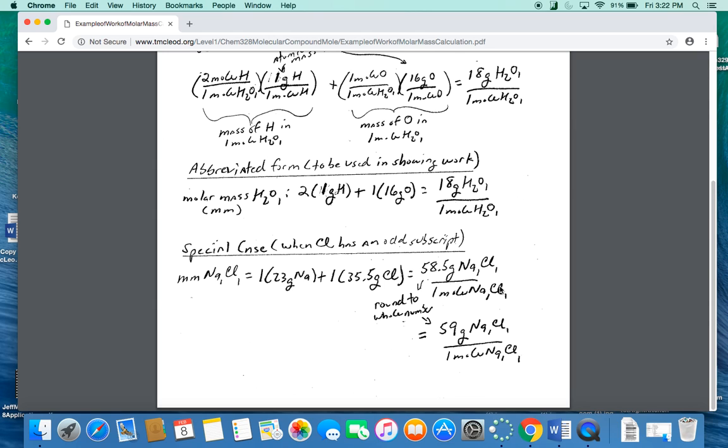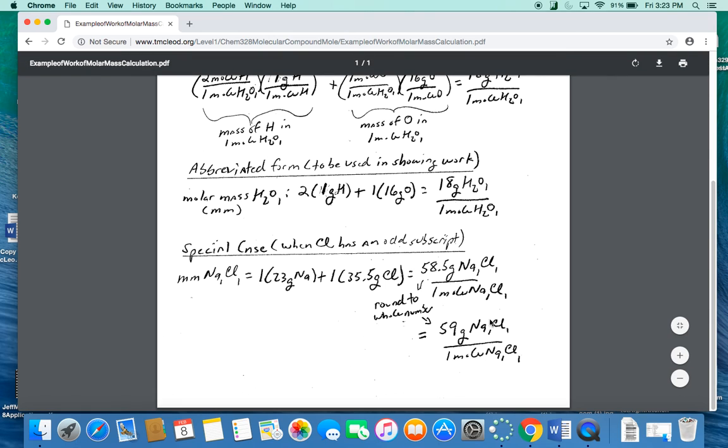And if you have an odd subscript, you will always end up with a 0.5. So you write it down, and then you round it to the whole number to make it 59 grams of NaCl per 1 mole of NaCl. You're going to do that any time your Cl has an odd subscript. Because if it has an even subscript, you're not going to end up with 0.5, you're going to end up with just a whole number. So that's the only time you're going to do that, and it's after you have added everything up.